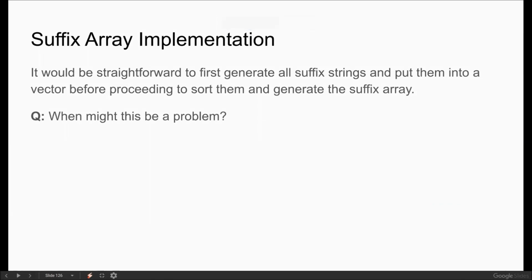Okay, so when it comes to implementing the algorithm that will generate the suffix array of a given input string, what's probably most natural and straightforward to think about doing is first generating all of the suffix strings and then putting them into a vector before proceeding to sorting them and doing the rest of the algorithm. However, when might this be a problem, or rather, why might this not be optimal? Give yourself maybe a minute to think about it, and you can pause the video if you'd like.